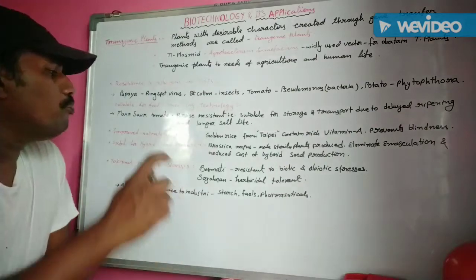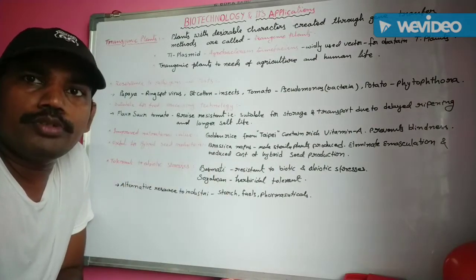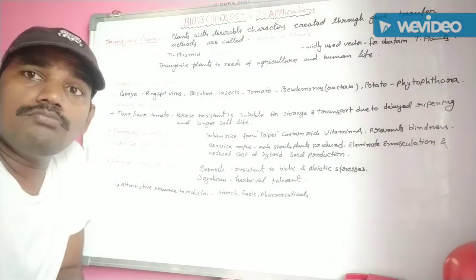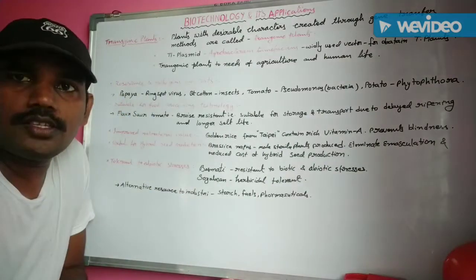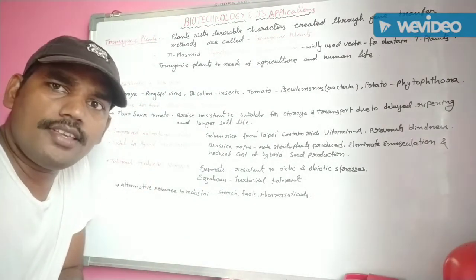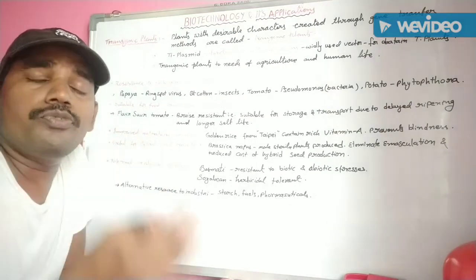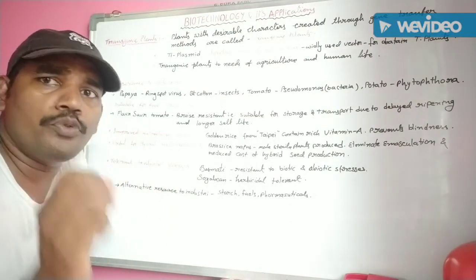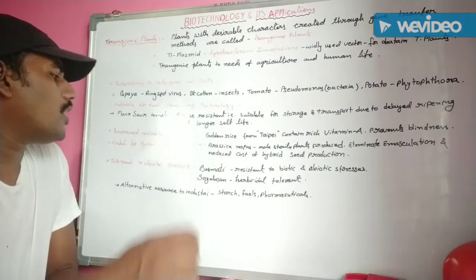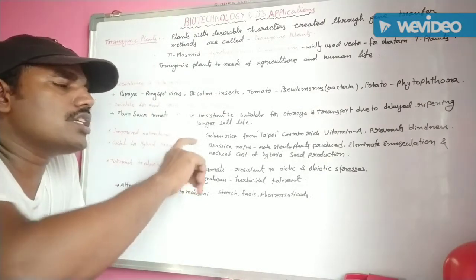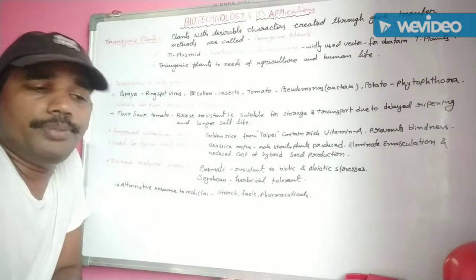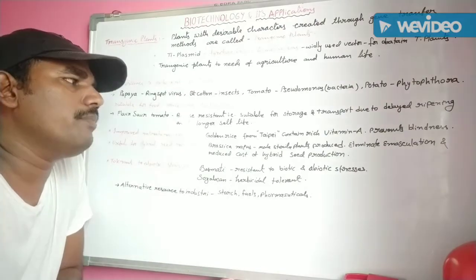Transgenic plants improve nutritional value. Because transgenic plants are modified mainly for disease resistance, tolerance to stresses, and also increased food value. Quality food is obtained from these transgenic plants. That's why transgenic plants have improved nutritional value. You already know golden rice from Taipei. It is obtained from Taipei.